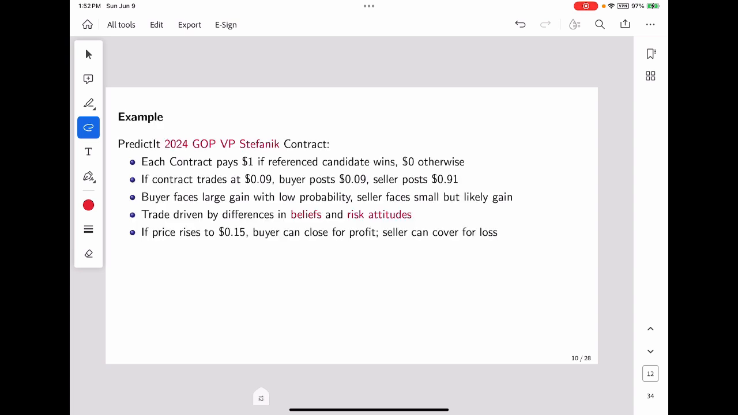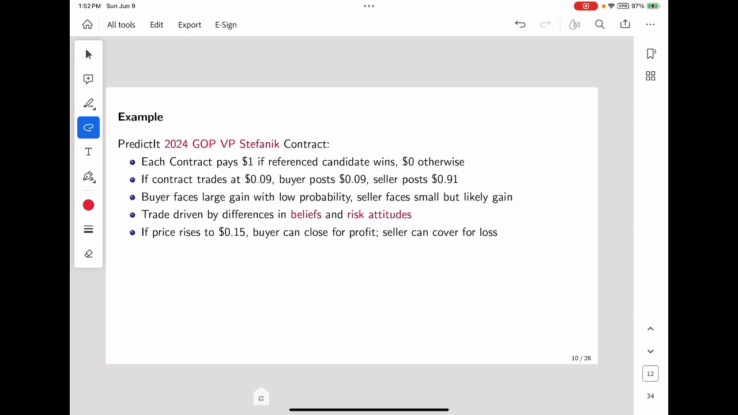So again, to recap, each contract will pay $1 if the reference candidate wins, in this case Stefanik, 0 otherwise. If the contract is trading at 9 cents, a buyer will give the exchange 9 cents and the seller will give the exchange 91 cents. The buyer in this case faces a large gain with low probability. The seller faces a small gain but is quite likely to occur. And the extent of trade is going to be driven by differences in beliefs and risk attitudes.